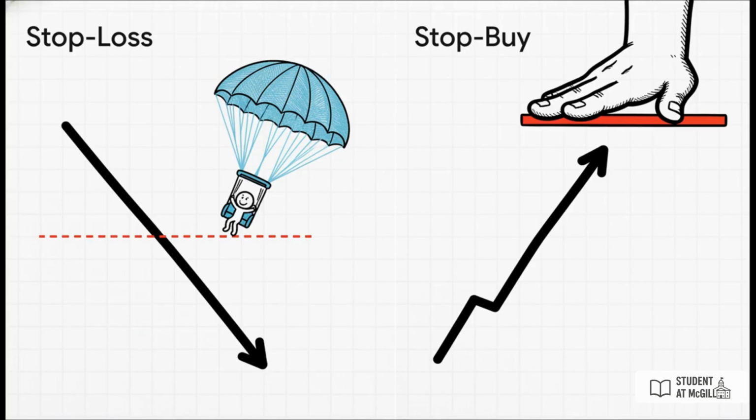Now, beyond those two big ones, you've got some more advanced tools. A stop loss is like your emergency eject button. It automatically sells your stock if it drops to a price you set, which helps protect you from big losses. A stop buy is kind of the opposite. Let's say you're betting against a stock. You shorted it. A stop buy will automatically buy shares if the price starts to rise, putting a cap on how much money you can lose if that bet goes south.